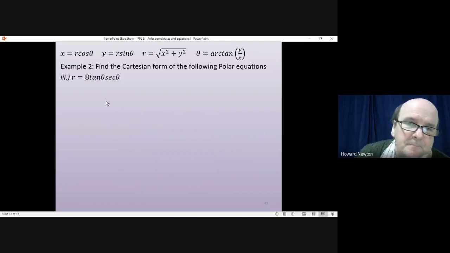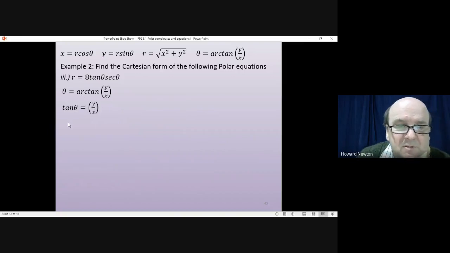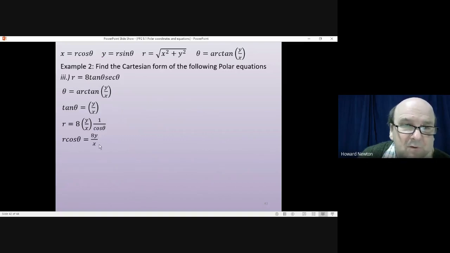Let's have a look. Now, theta equals arctan of y over x. That's one of the equations. That means that tan theta is equal to y over x, if I just take the tangent of both sides. So the tan theta here, I can just change into y over x. And that gives me r equals 8 times y over x times 1 over cos theta. Now, if I bring the cos theta over here, then I'll get r cos theta equals 8y over x. r cos theta, again, I know what that equals: x. So I can substitute in for that and get x equals 8y over x.